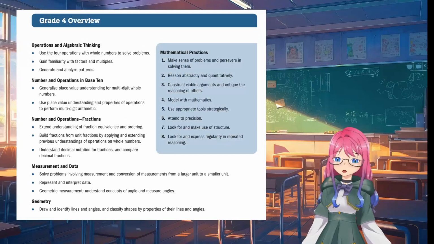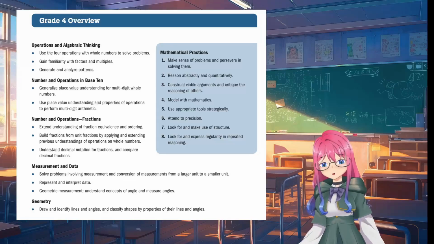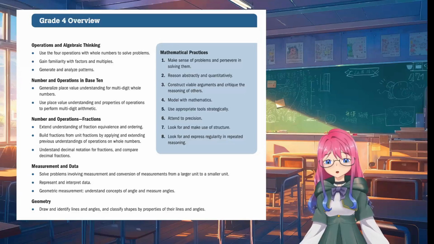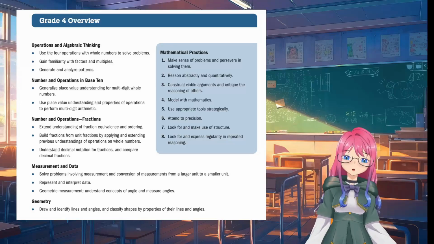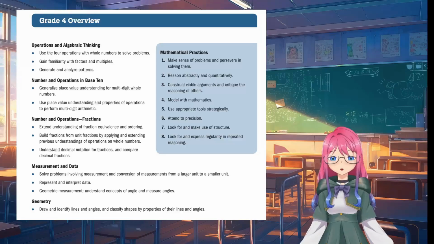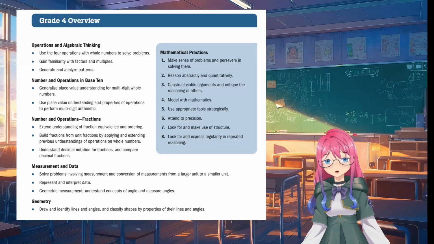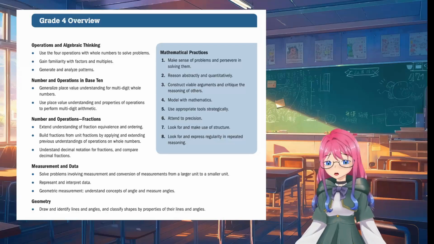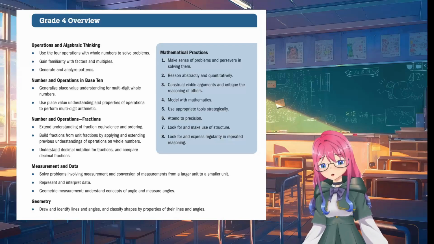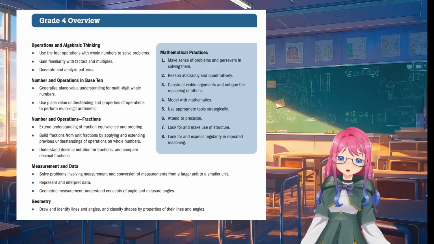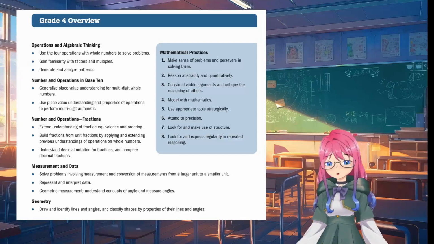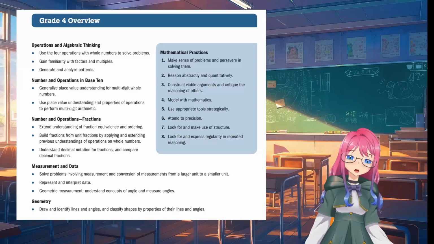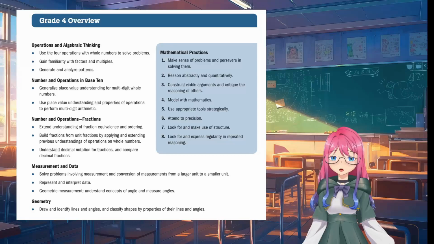Measurement and data. They want students to be able to solve problems involving measurement and conversion of measurements from a larger unit to a smaller unit, and also from a smaller unit back to a larger unit. And this will be both the imperial and metric system. We'll go into the differences of those later. And they want students to be able to use geometric measurement, understanding concepts of angle and measure angles. So we're going to learn what are angles, how to classify different kinds of angles, and how to measure angles.